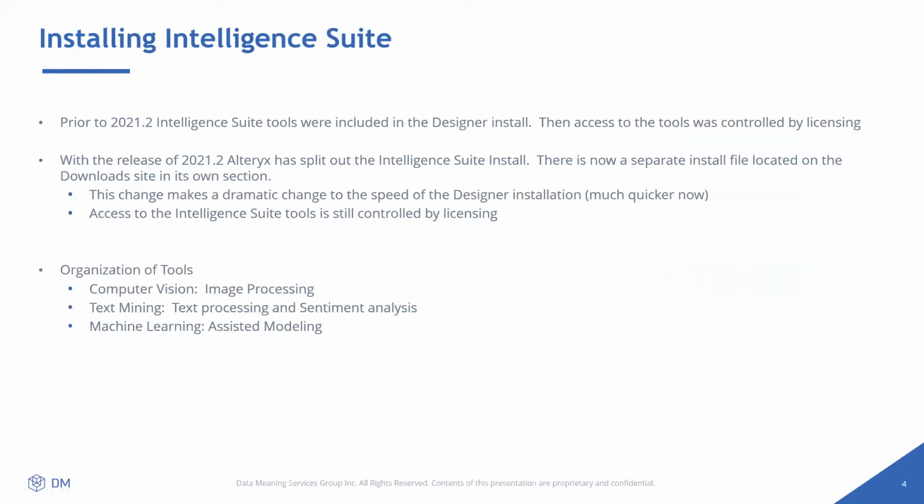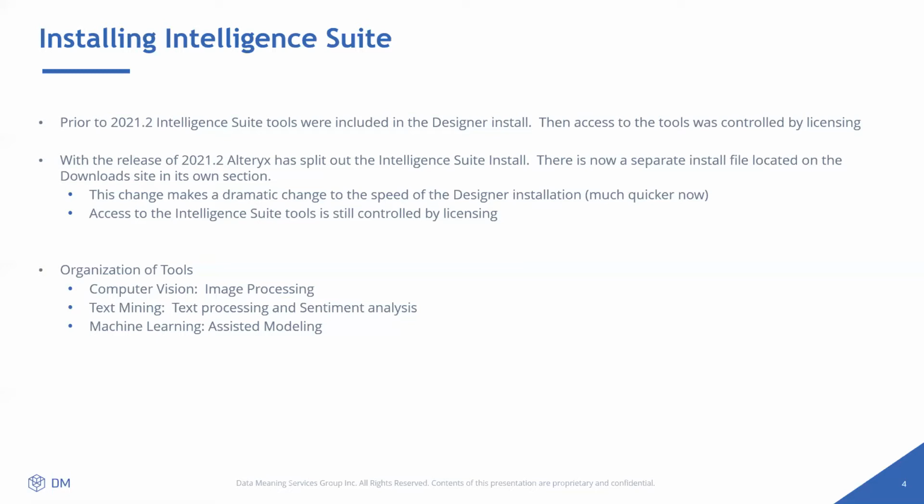All right, so let's talk about the Intelligence Suite. First thing I wanted to mention is that with the release of 2021.2, the Intelligence Suite tools are now included in their own separate install. Up till now, they were installed as part of the regular Designer install. Now, to make the Designer install go quicker, those who are interested in the Intelligence Suite tools can have a separate install package that they can do separately. It's still controlled by the same licenses, but now you'll have to run a separate install to get there.